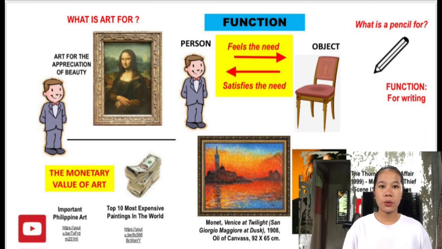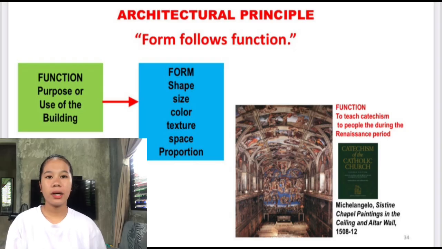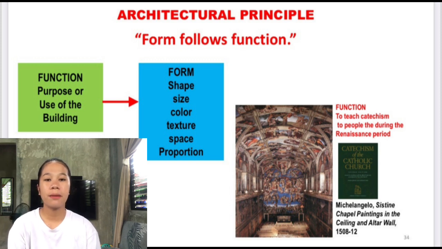This photo shows the concept of art and its purpose. It raises a question about whether art should be functional or purely aesthetic. The second photo illustrates the architectural principle, form follows function. This principle suggests that the design of a building should be primarily based on its intended use or purpose.